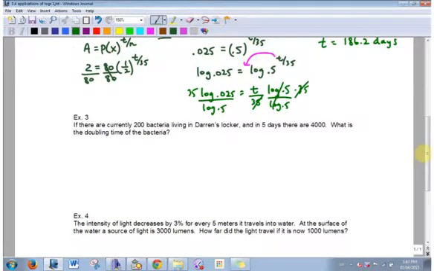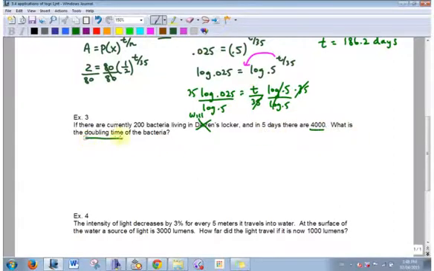There's 200 bacteria living in Will's locker, and in 5 days, there's 4,000. Because bacteria in nice, moist, dark places like to grow, right? This is growth. Could decay if we bleached it. Decay awfully quickly.